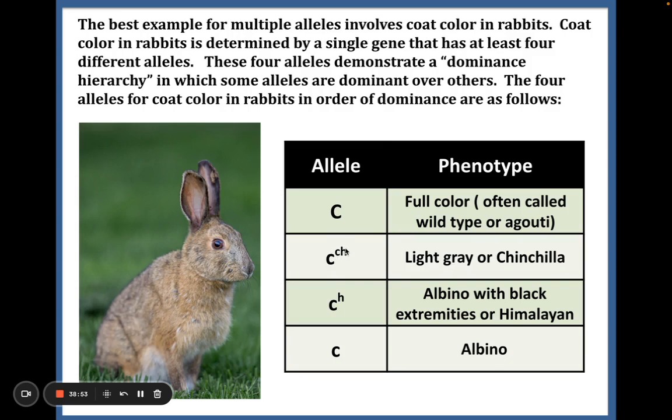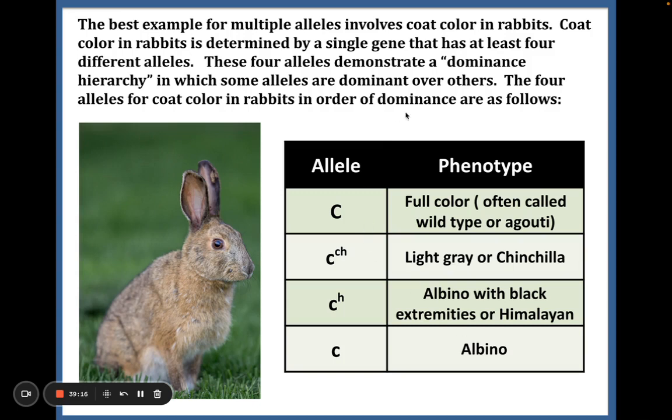C superscript CH, that's light gray or chinchilla, okay? And albino with black extremities, or Himalayan, that's the phenotype. The allele is C with an H, or you have C albino, okay? So you have 4 different alleles here that create something completely different that we see, okay?